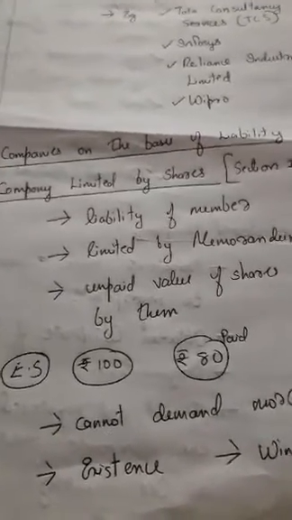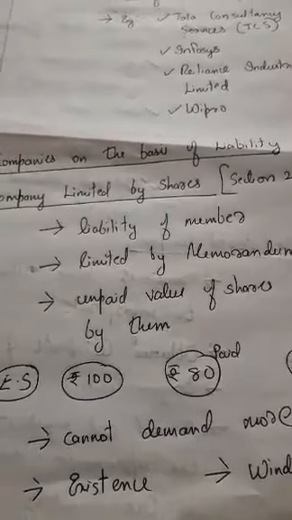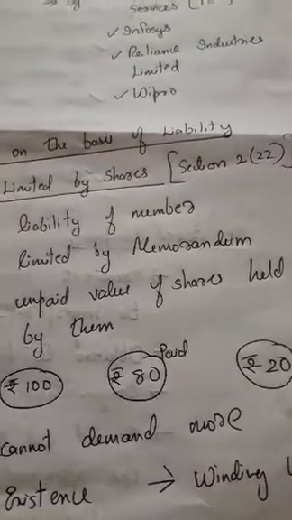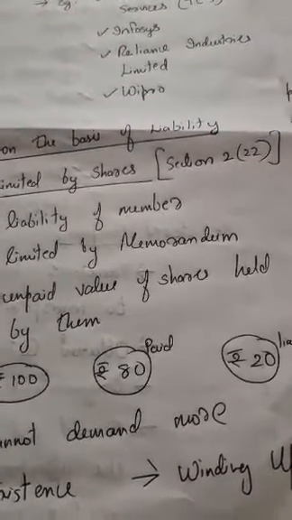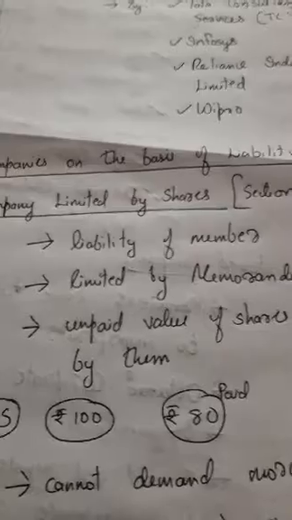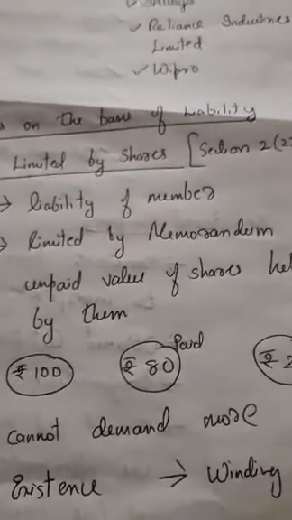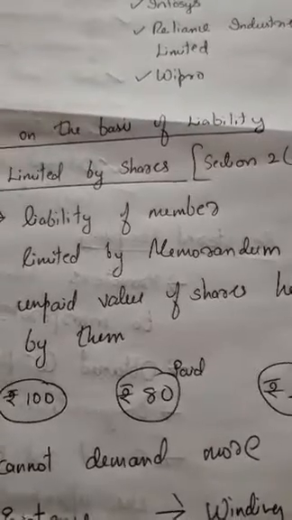Suppose a shareholder is holding a share worth rupees 100, and on various calls he has paid rupees 80, and rupees 20 is yet to be paid by that shareholder. That's the liability. For a company limited by shares, the liability of the member is limited to the amount which is remaining unpaid. That is, for this equity shareholder, the liability is limited to 20 rupees, for he has already paid the rest of the amount.